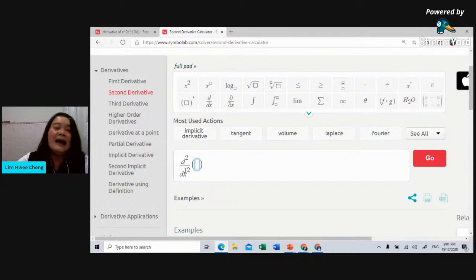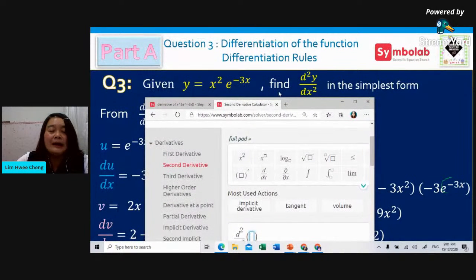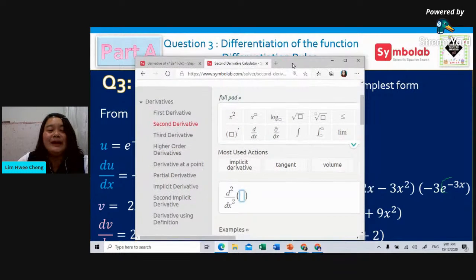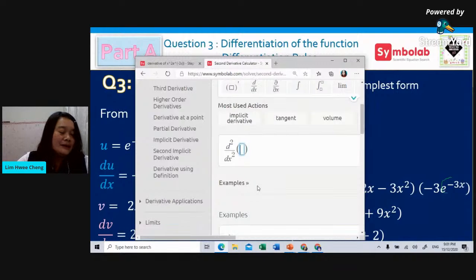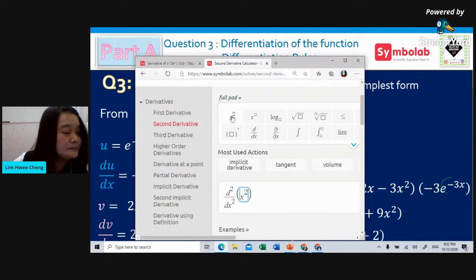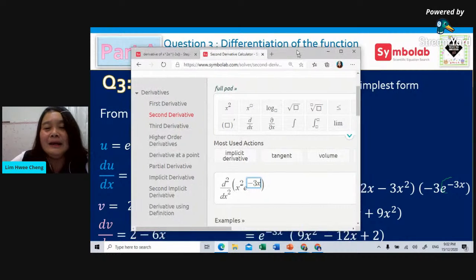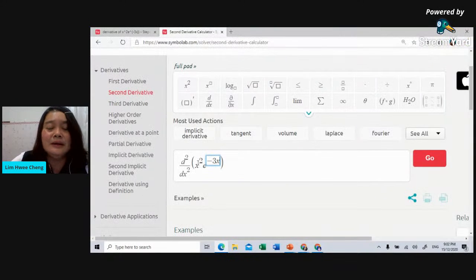From the question that I gave you, the actual question is that I'm going to find the dy dx in the simplest form. Please kindly type it and see what the difference is. If I don't put simplest form, I just type it like this: square e power of minus 3x. Let's see what answer it gives.